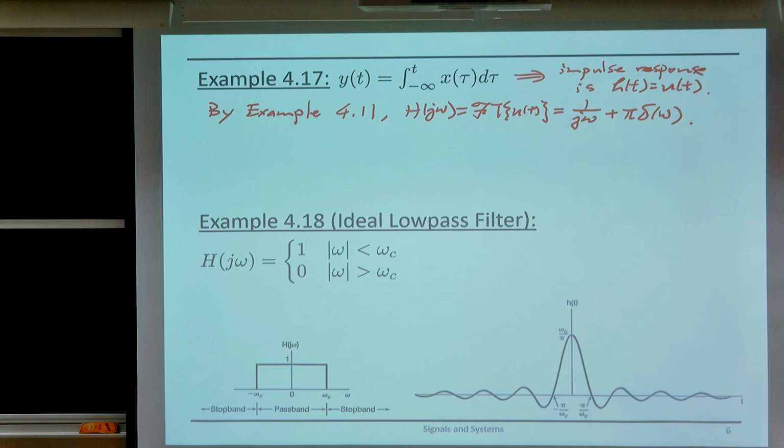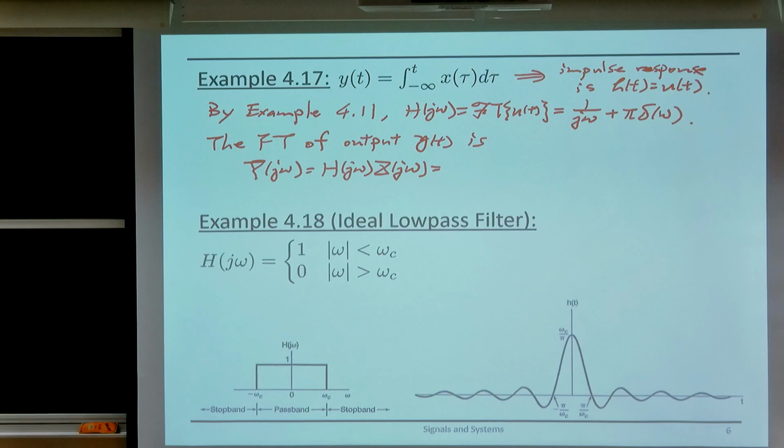So with this frequency response, you can then find the Fourier transform of y. So the Fourier transform of the output y of t is Y of j omega equal to H of j omega times X of j omega. Okay. All right. And then we just plug H inside here, and we will get 1 over j omega times X of j omega plus pi X of 0 times delta omega.